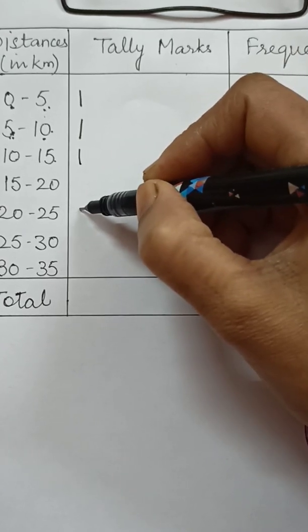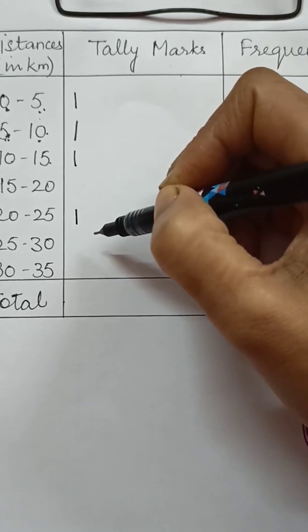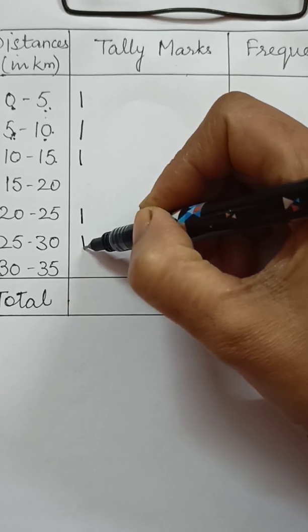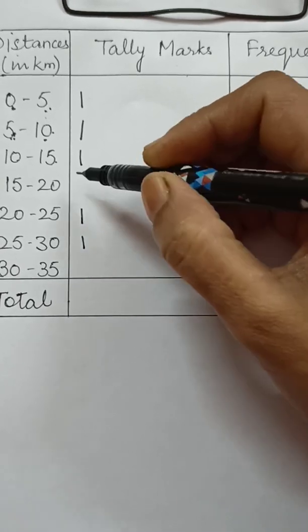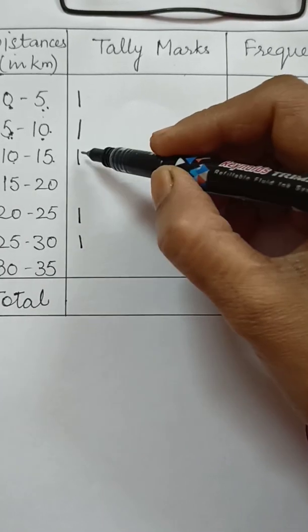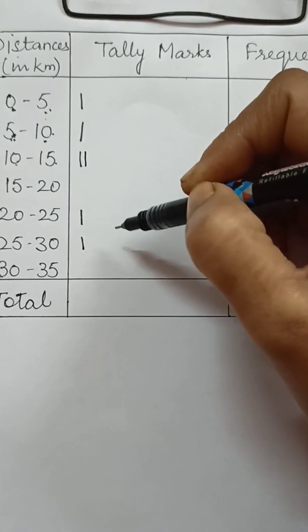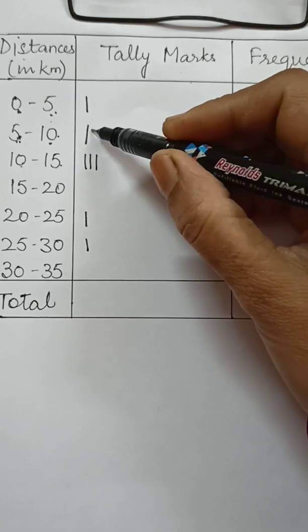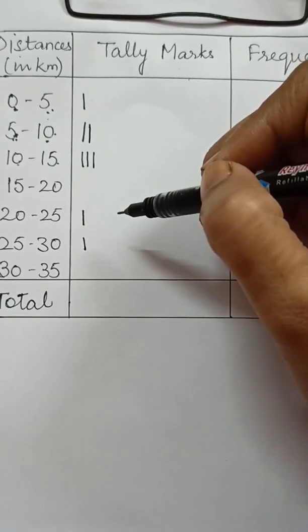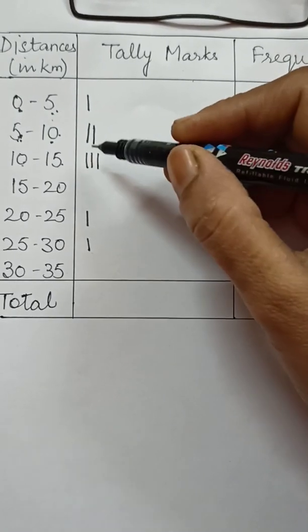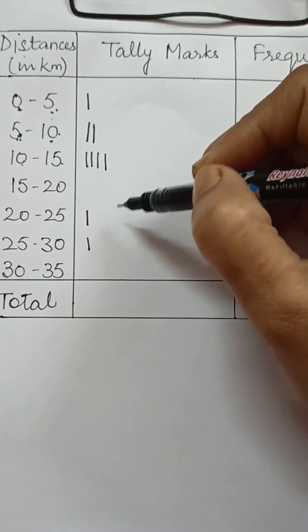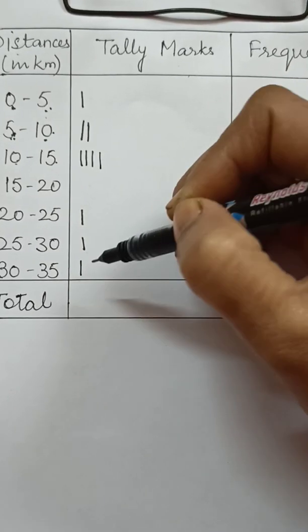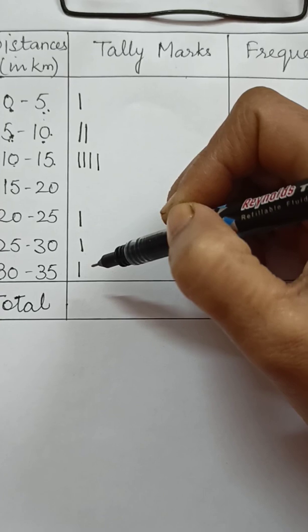Then we have 20. It is from 20 to 25. 25, 25 to 30. 11. 11 will come in this class 10 to 15. 13 will come in this class 10 to 15. 7 will come in the class 5 to 10. 12 will come in the class 10 to 15. 31 will come in the class 30 to 35.